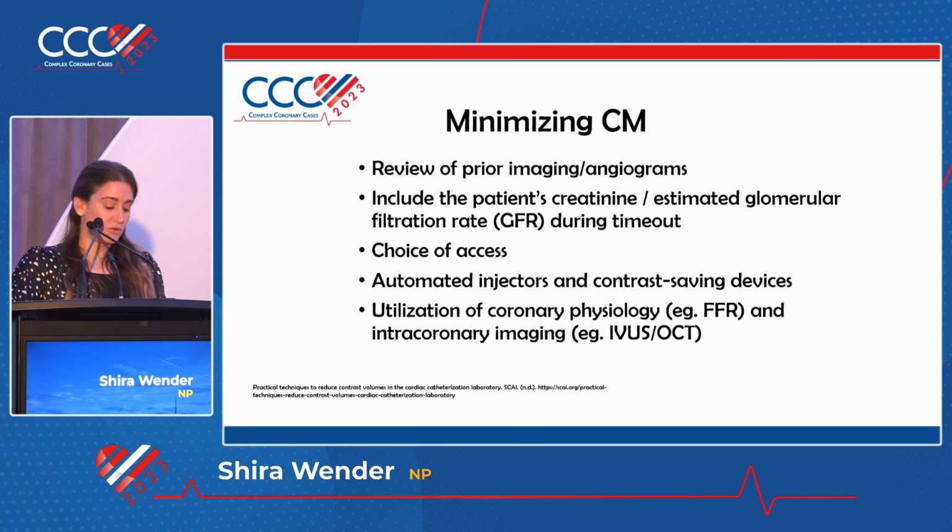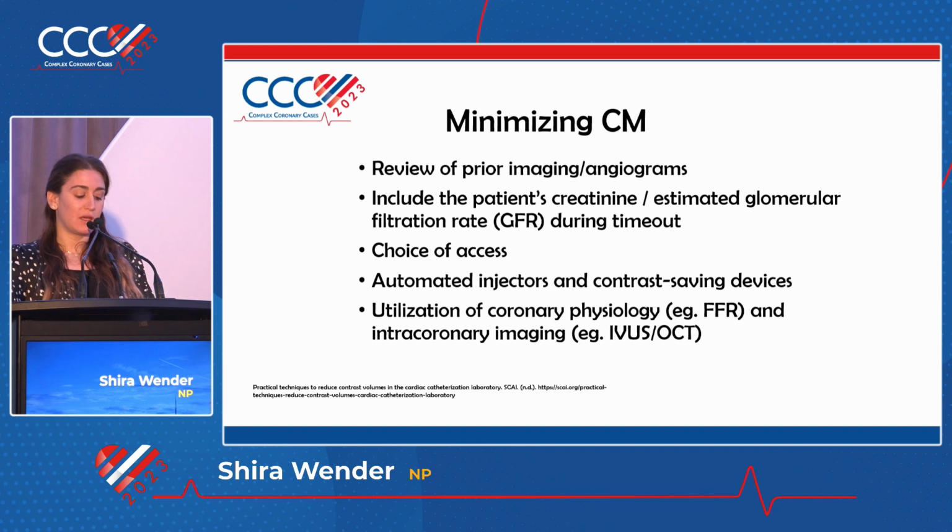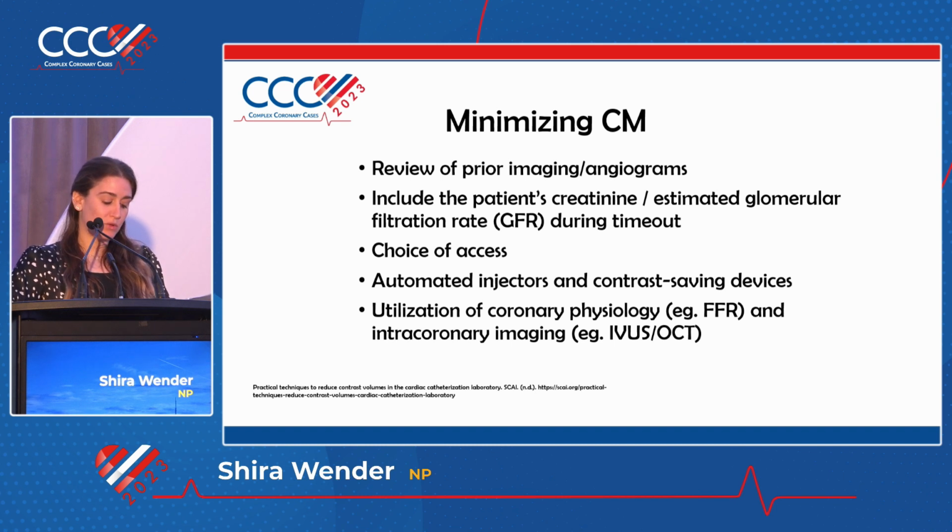So some ways we can do this include carefully reviewing the patient's prior angiograms in patients with complex anatomy or prior CABG. This will help to limit angiograms to the projections that best show significant lesions. Reviewing prior chest computed tomography imaging can offer significant information of the patency of the coronaries and the grafts, as well as the presence and location of coronary calcification. Including the patient's creatinine, GFR, and safe contrast limits during the timeouts.